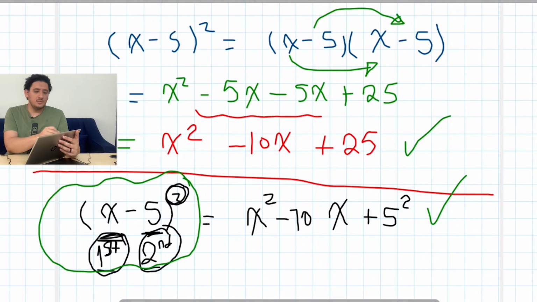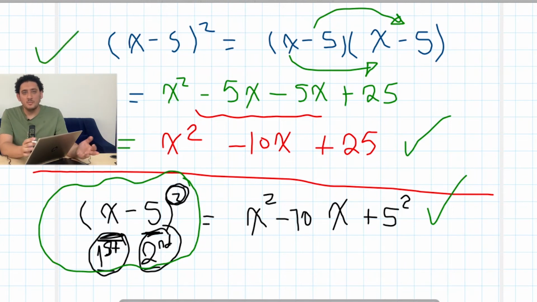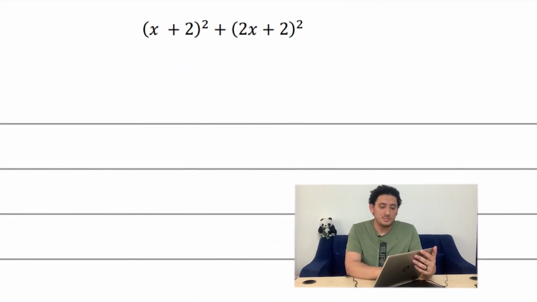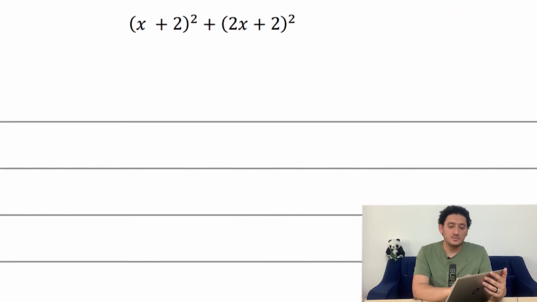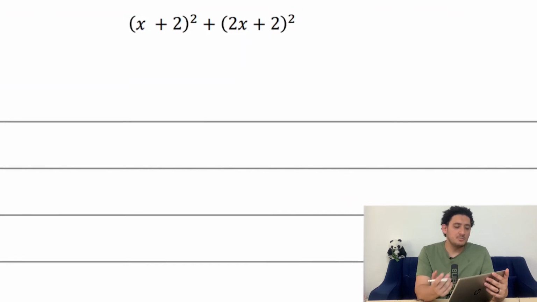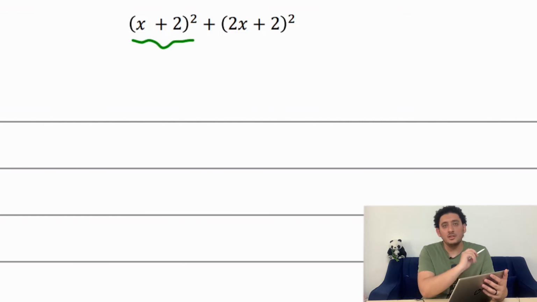If you can't, you can just deduce it by using the old-fashioned way: multiply the expression by itself. So if we have this problem now, x plus 2 all squared plus 2x plus 2 all squared, how can we simplify it? How can we find it in the simplest form? We can expand the first bracket, and we can expand the second bracket. After that, you will add, of course, the like terms. Let's see how to solve it.